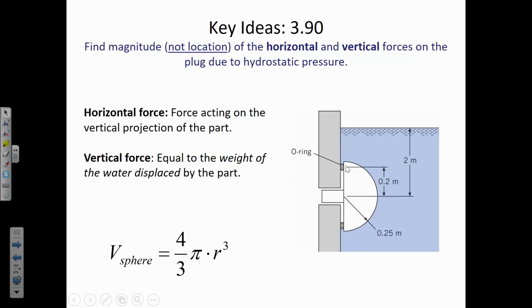And so when you find the projection of that part, it's going to be the net projection, meaning where there's no water on one side but there is water on the other. So the 0.2 meters that they give you is the radius of the circle, that's the projected shape of the hemisphere. But on this problem, they do not ask you for the location of the forces. They're just asking for the magnitude of the horizontal and vertical.